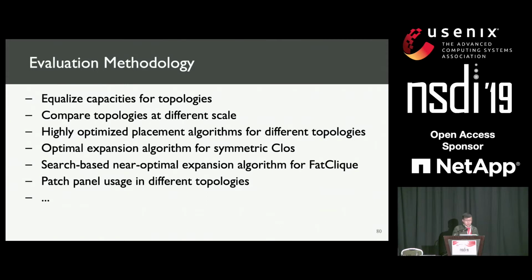For a fair comparison, before we compare them, we always equalize the capacity of those topologies. We compare the performance of those topologies at different scales, and in this talk, I will only show the results at large scale. Also, for a fair comparison, we designed a highly optimized placement algorithm, topology expansion algorithm, and topology search algorithm for each topology family.